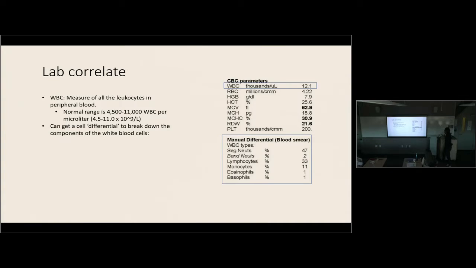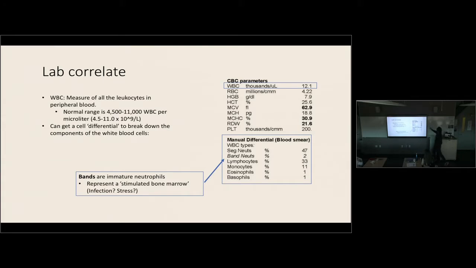And so going back to this lab, if we look at white blood cells that get broken down into the different areas, another one that you'll commonly see is bands, and people will use this as another indicator to help point towards a certain type of infection. So bands are essentially immature neutrophils.